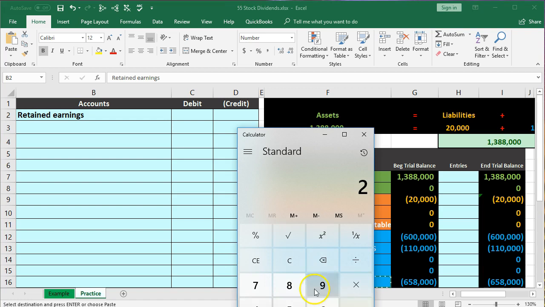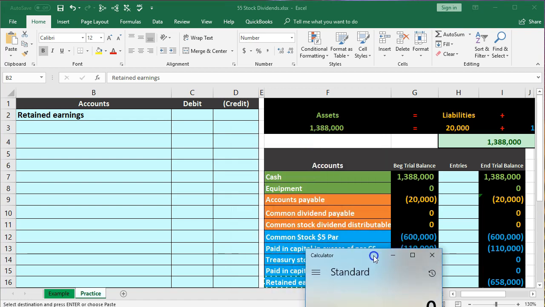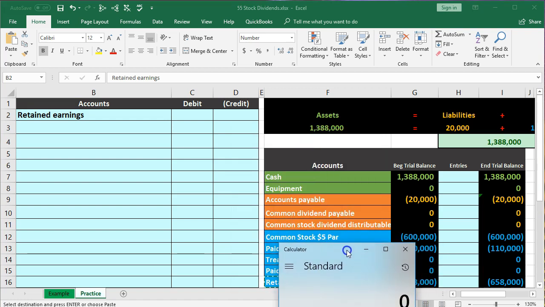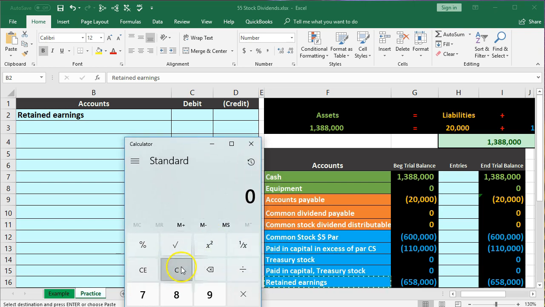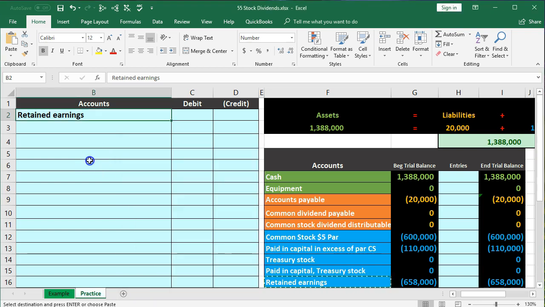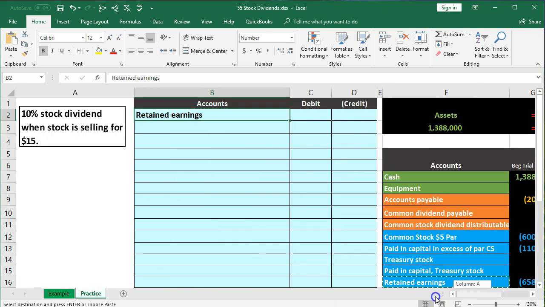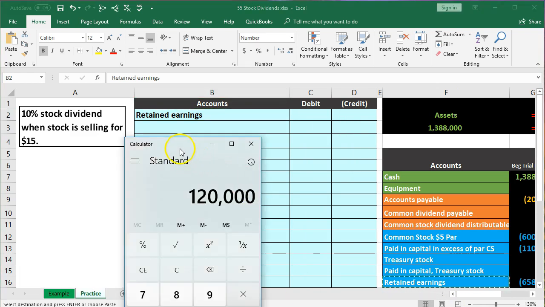So we see that there's 600,000 in $5 par value. So we can take that 600,000 divided by 5. There's 120 shares outstanding according to that calculation. So 120 shares outstanding. And then we're going to say that there's a 10% stock dividend.